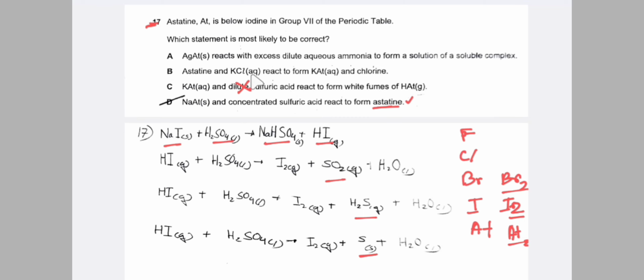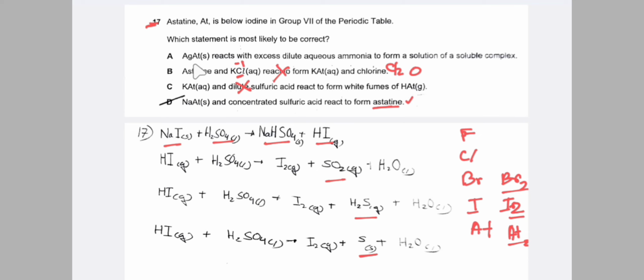Then astatine and KCl react to form KAt and chlorine. This statement is wrong because here chlorine has an oxidation state of -1 and it becomes a chlorine molecule, that is Cl2, with an oxidation state of 0. And this is not possible because chlorine is a more reactive halogen. So a more reactive halogen can displace a less reactive halogen from a salt solution. That's why this is wrong.